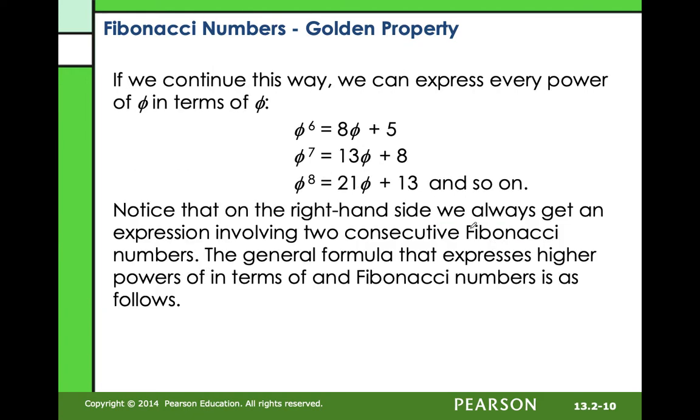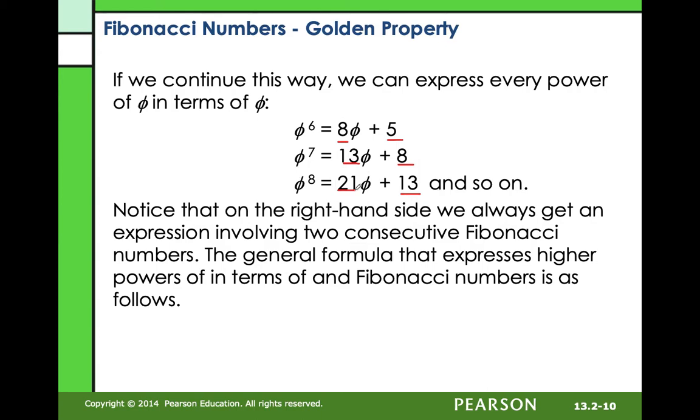And if we continue to do this, here's what you're going to notice. Phi to the sixth power is 8 phi plus 5. Phi to the seventh power is 13 phi plus 8. Phi to the eighth power is 21 phi plus 13. If you look, and it's probably easier to see from the right side of the equations first, you're actually going up by the Fibonacci sequence. And the same is true on the left side, it's just one term further on in the Fibonacci numbers.